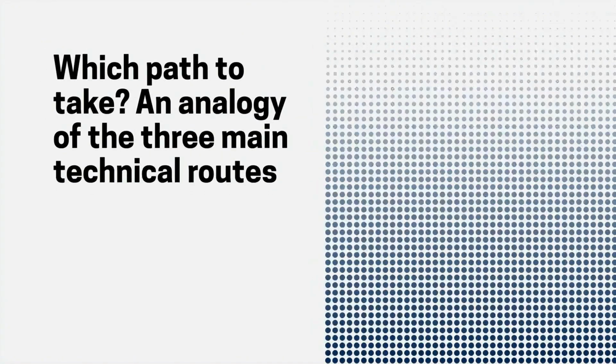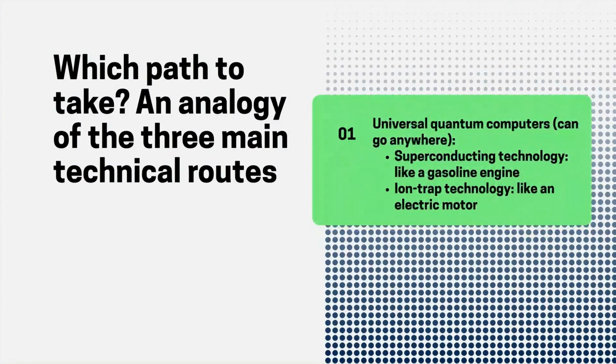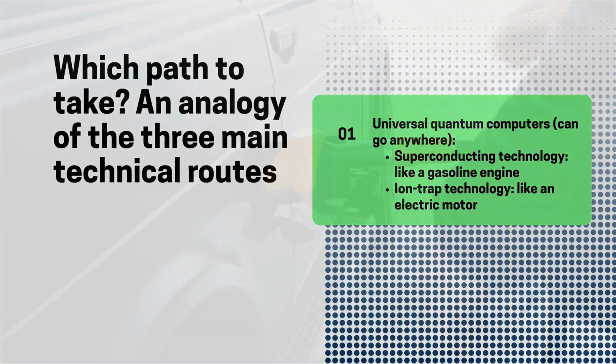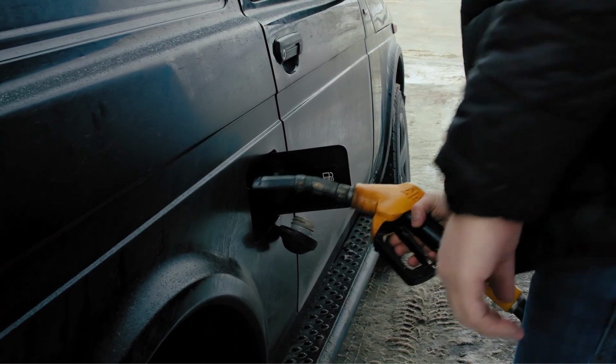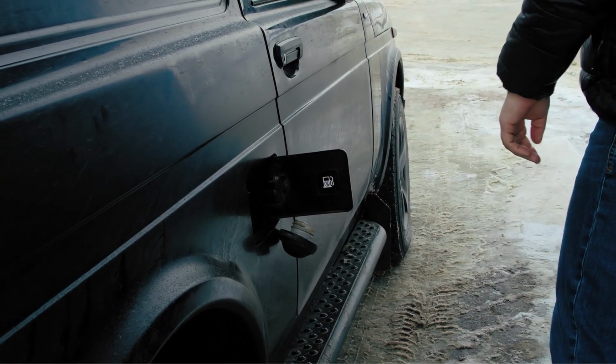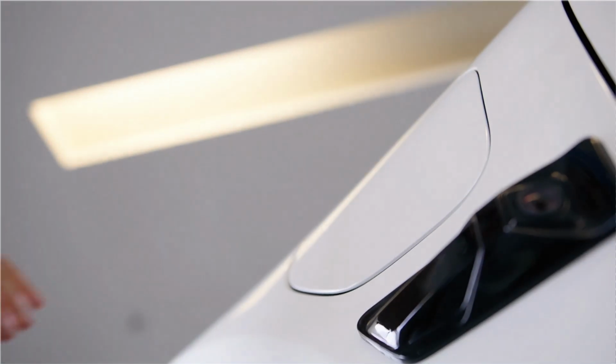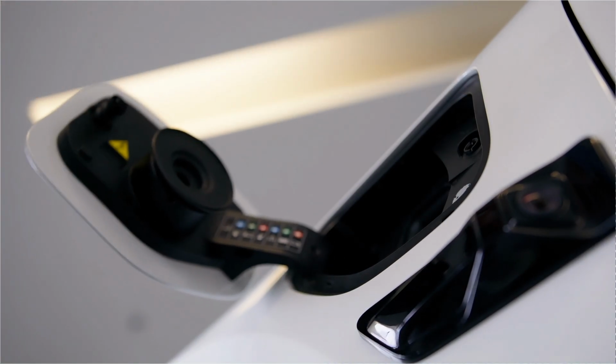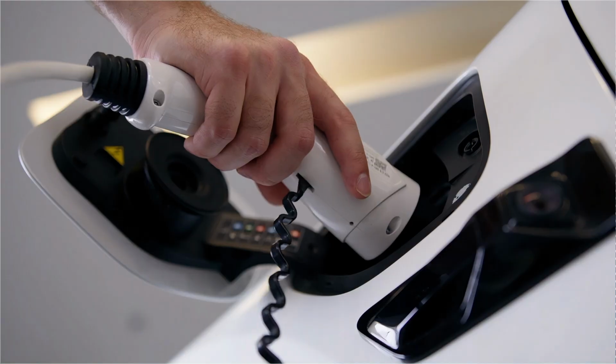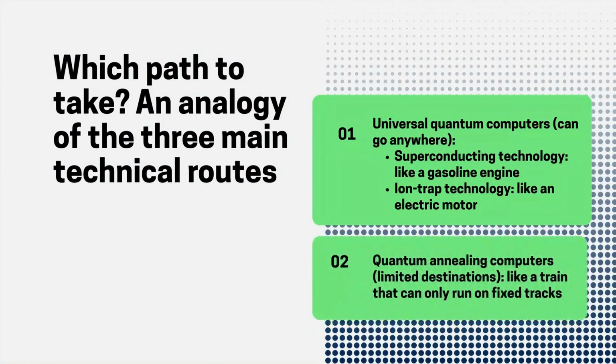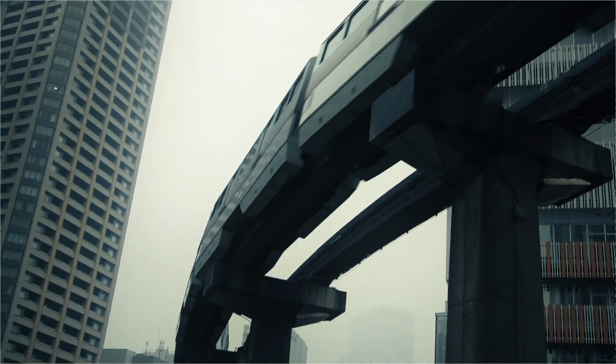Seeing that the giants are on completely different paths, are you confused again? What's the real difference? Let's break it down with another example. A universal quantum computer is like the concept of a car, whose function is to carry people anywhere. Superconducting technology is like a gasoline engine, one way to make a car work. Ion trap technology is like an electric motor, another way to make a car work. And a quantum annealer is like a train. Its function is also to carry people, but only on a predetermined track.